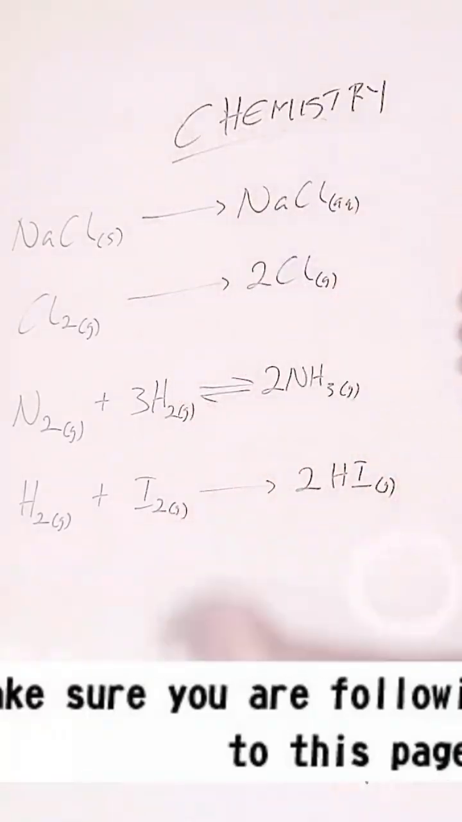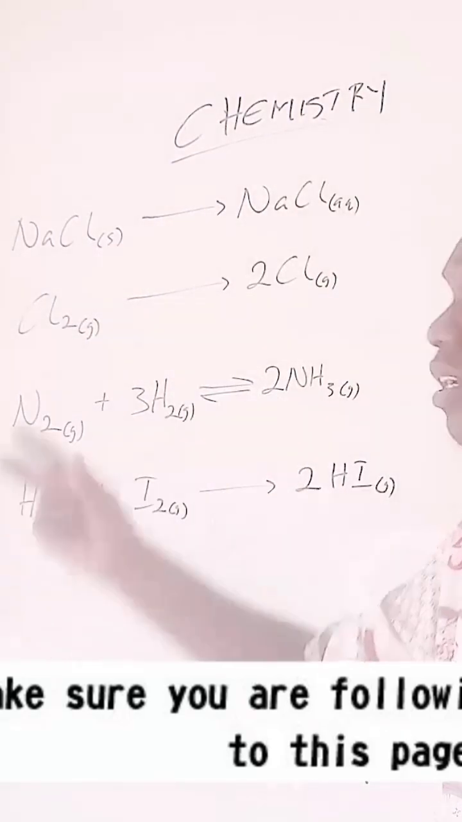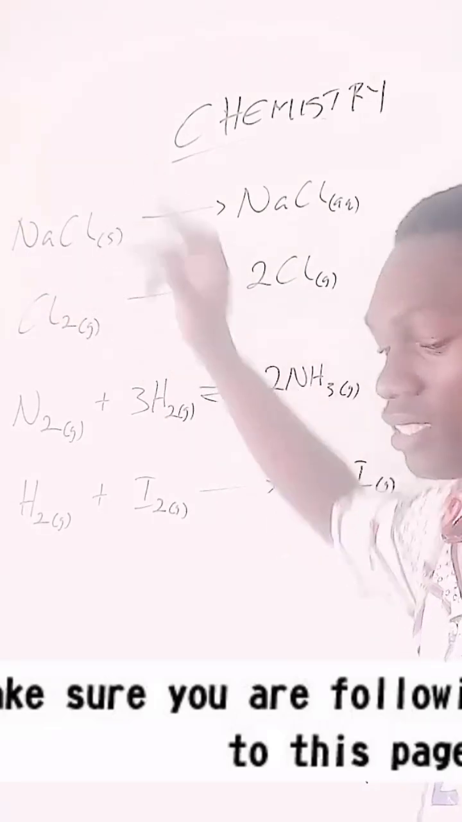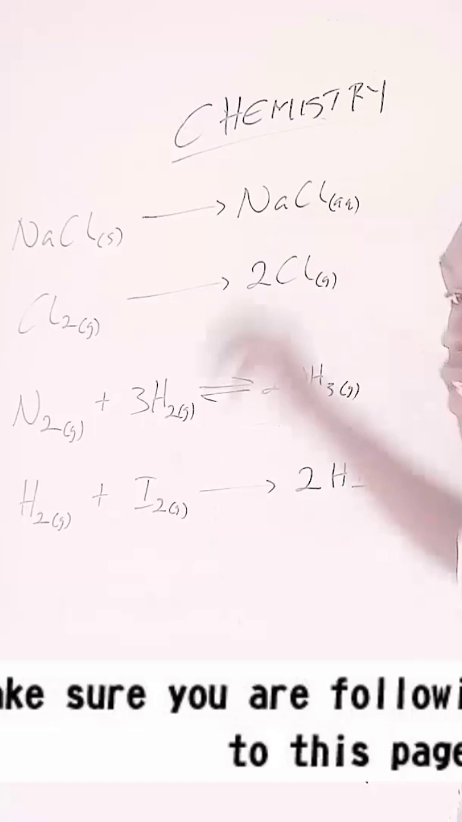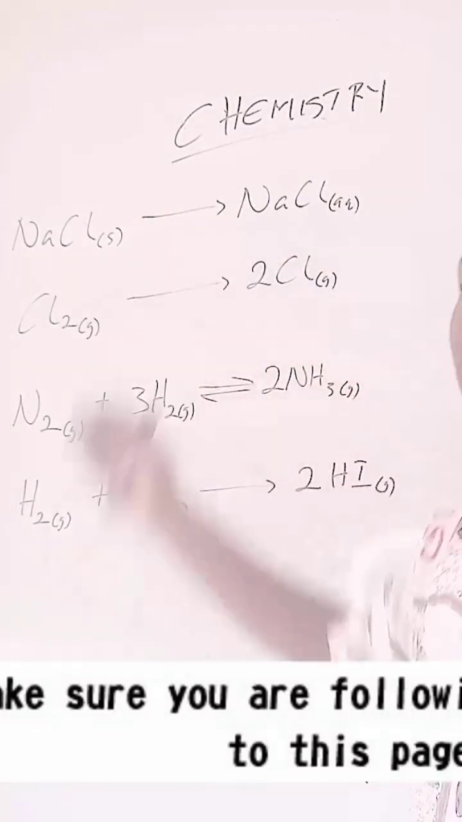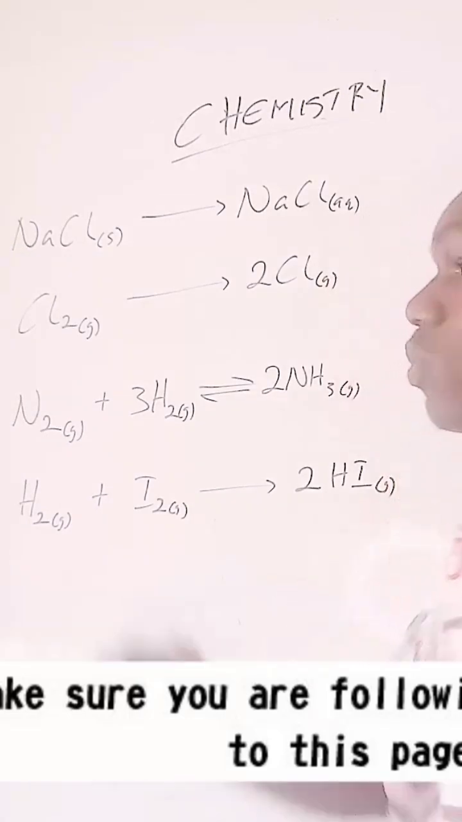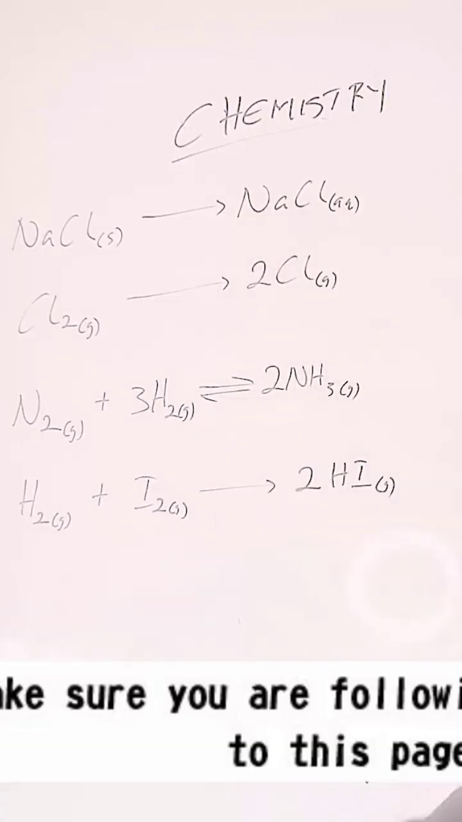Now, the first equation here on the board is sodium chloride and sodium chloride. How do we tell? If you look at this, you find out that the state of this sodium chloride is solid, while this is in an aqueous state. What does this simply mean? Solid states are more ordered, they have less entropy.